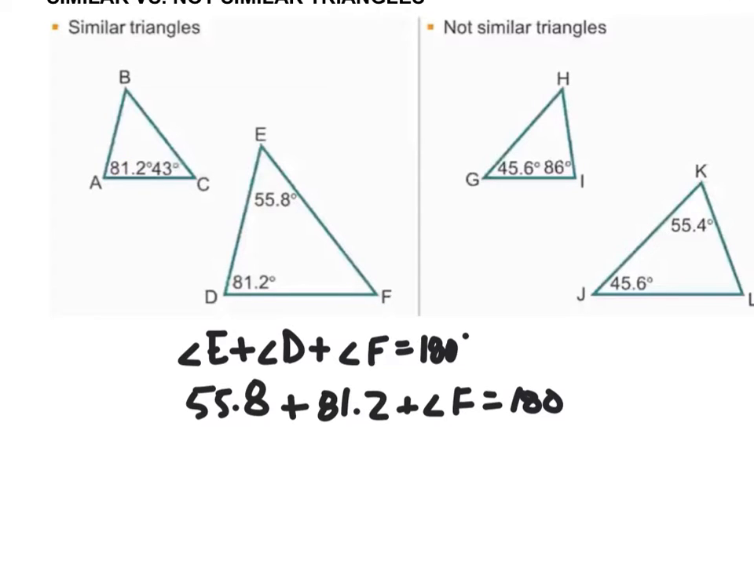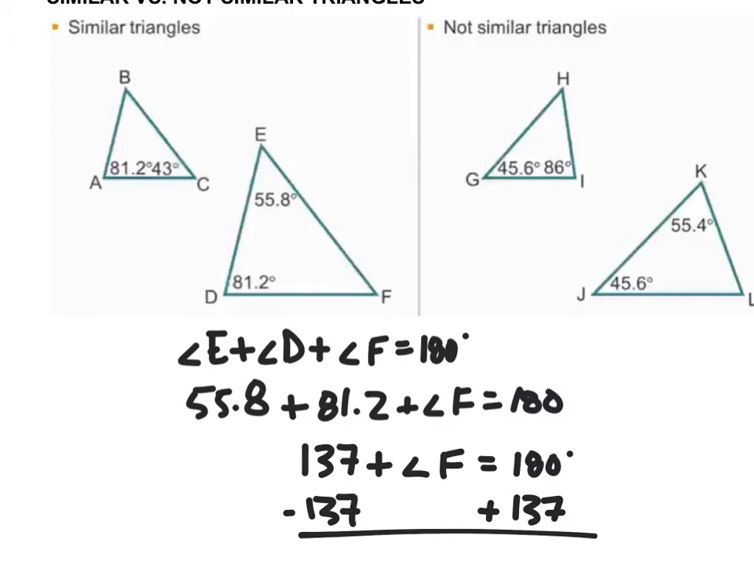So if I do 55.8 plus 81.2, and let me just put that in the calculator, that's going to give us a total of 137. So here I've got 137 plus angle F is equal to 180 degrees. Now, if I subtract 137 from both sides, then I get that angle F is equal to 180 minus 137, which gives us a total of 43 degrees. So this angle down here is 43 degrees.